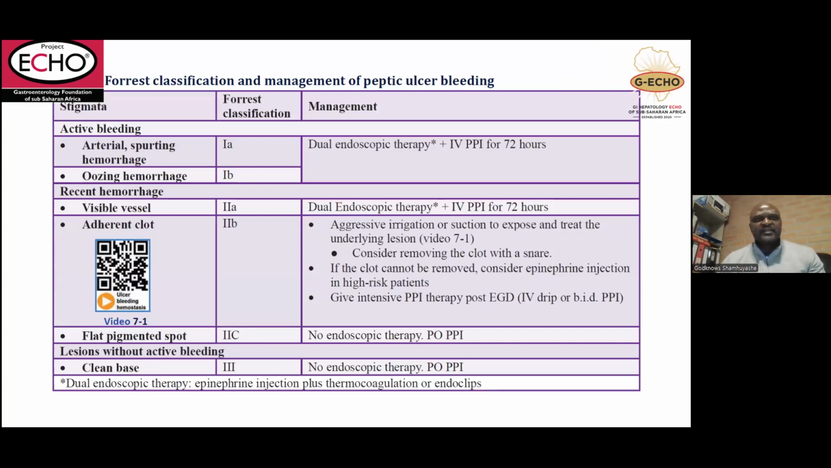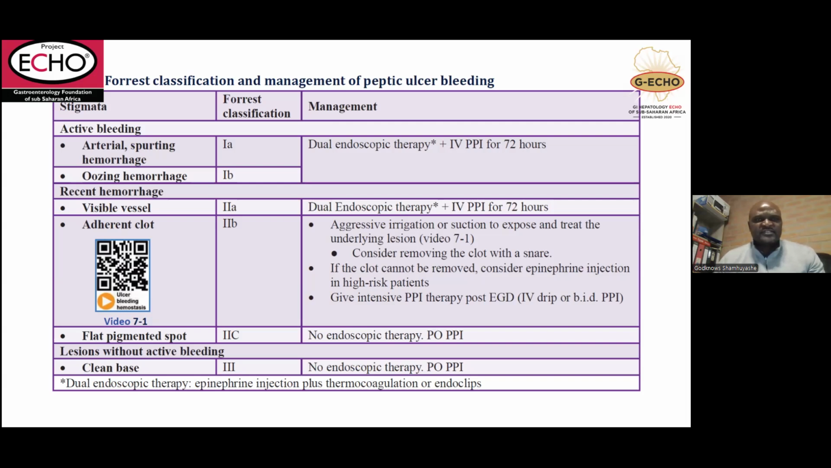In terms of the management, Forrest 1A is active bleeding, a spurting hemorrhage, of which you need dual endoscopic therapy most of the time, especially together with the 1B. And patients who have a visible vessel, like the 2As, they also need dual endoscopic therapy, and also PPI infusion for about 72 hours.